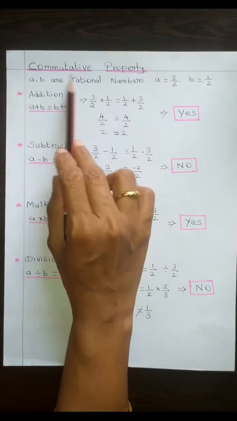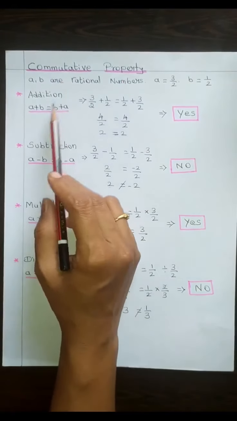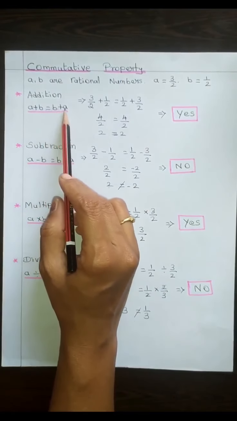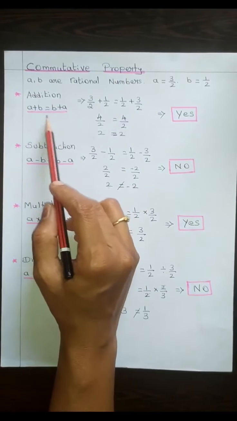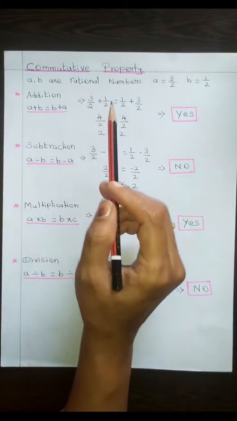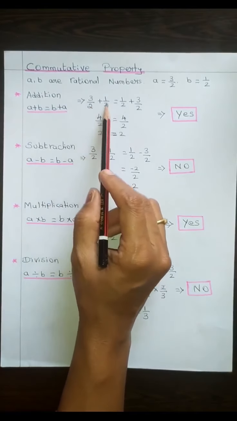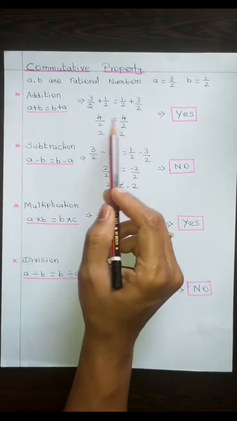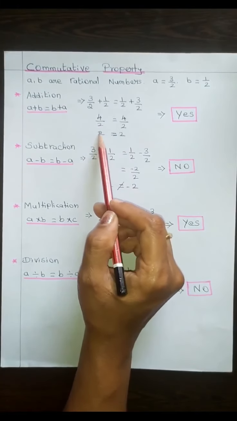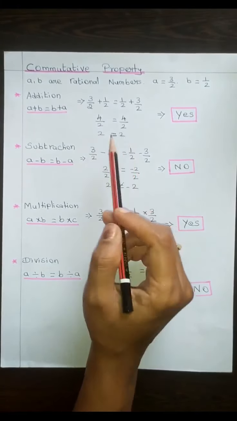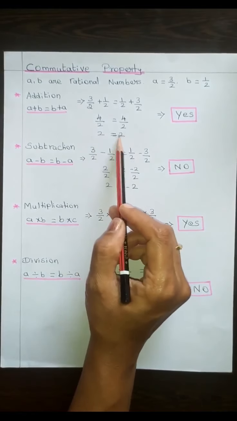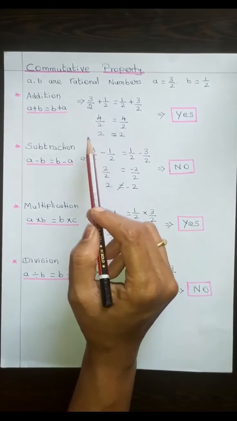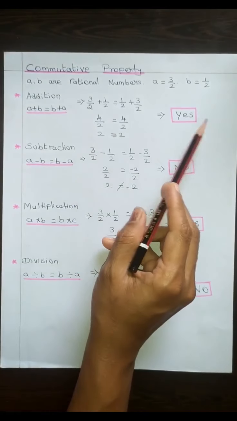Now we will see the commutative property. In addition, A plus B equals B plus A. When we interchange the numbers, the answer should be equal. Here 3 by 2 plus 1 by 2 equals 1 by 2 plus 3 by 2. After this calculation, I got the answer 2 equals 2. That means left hand side equals right hand side. So we come to know addition is commutative for rational numbers.